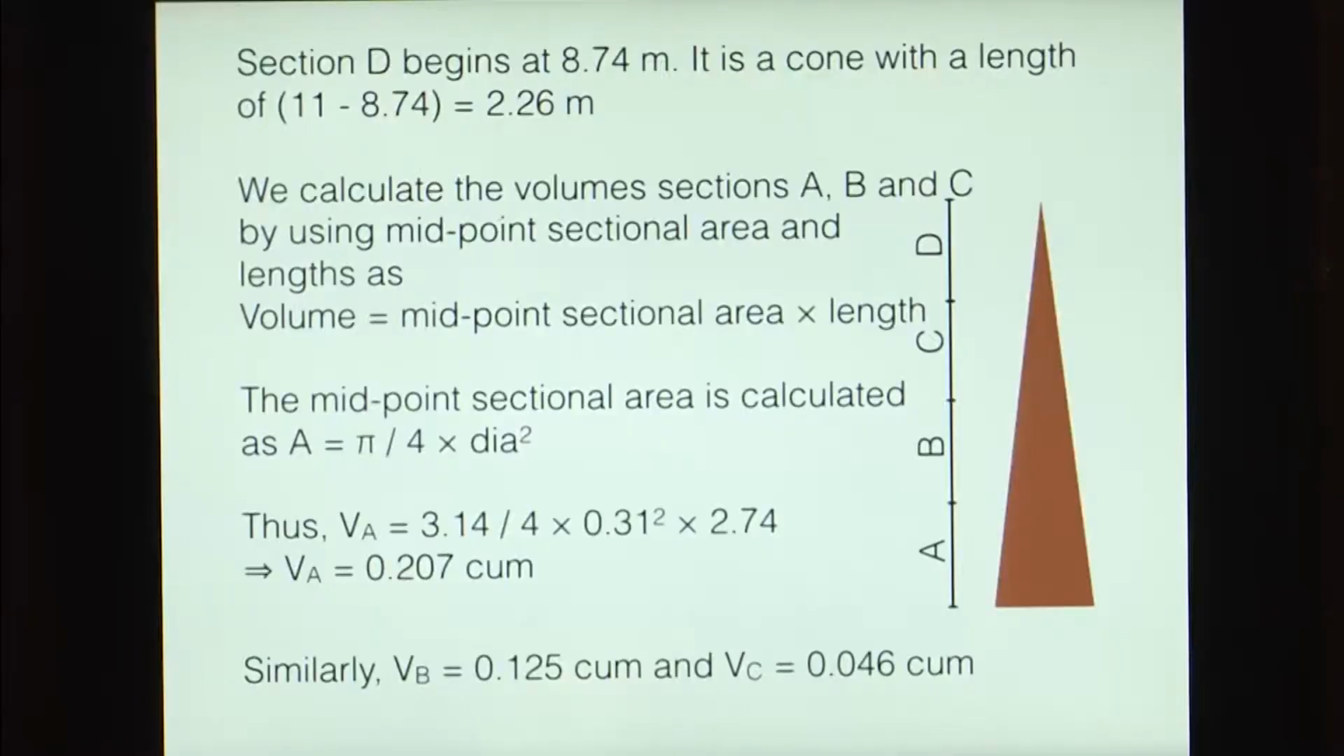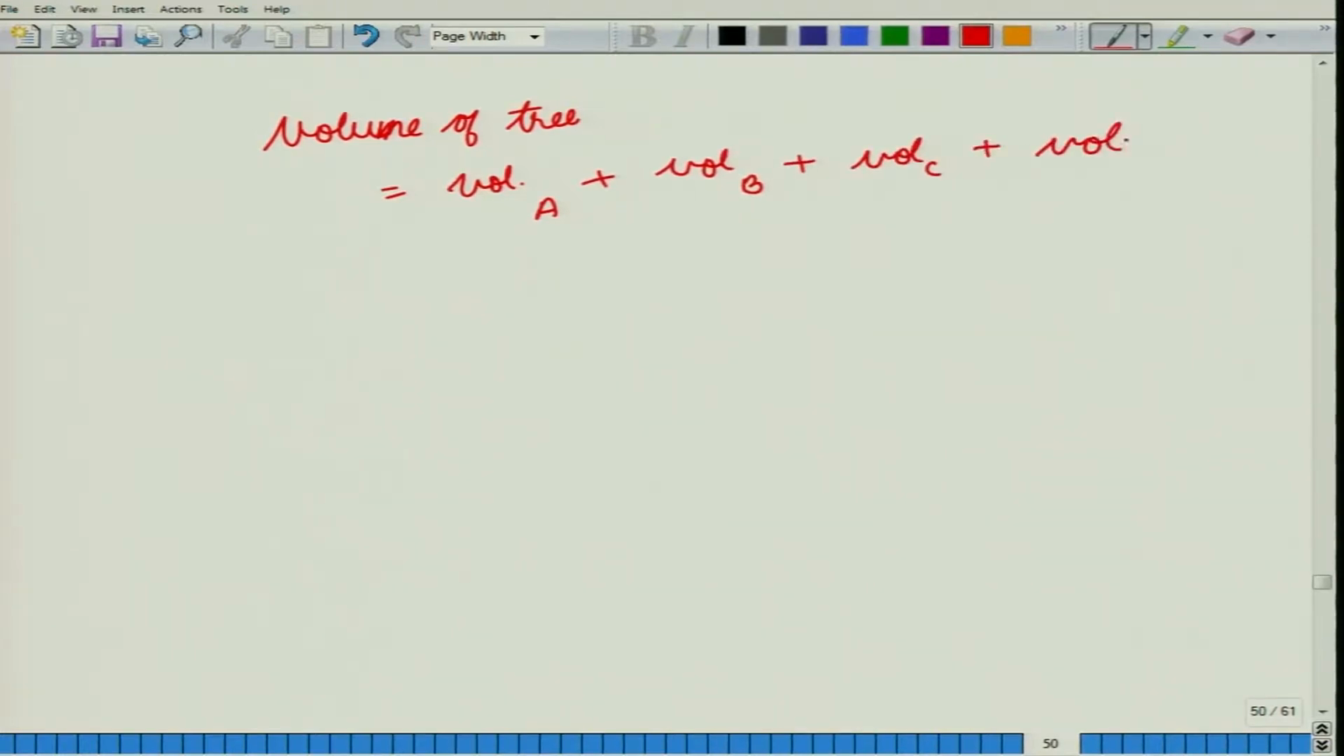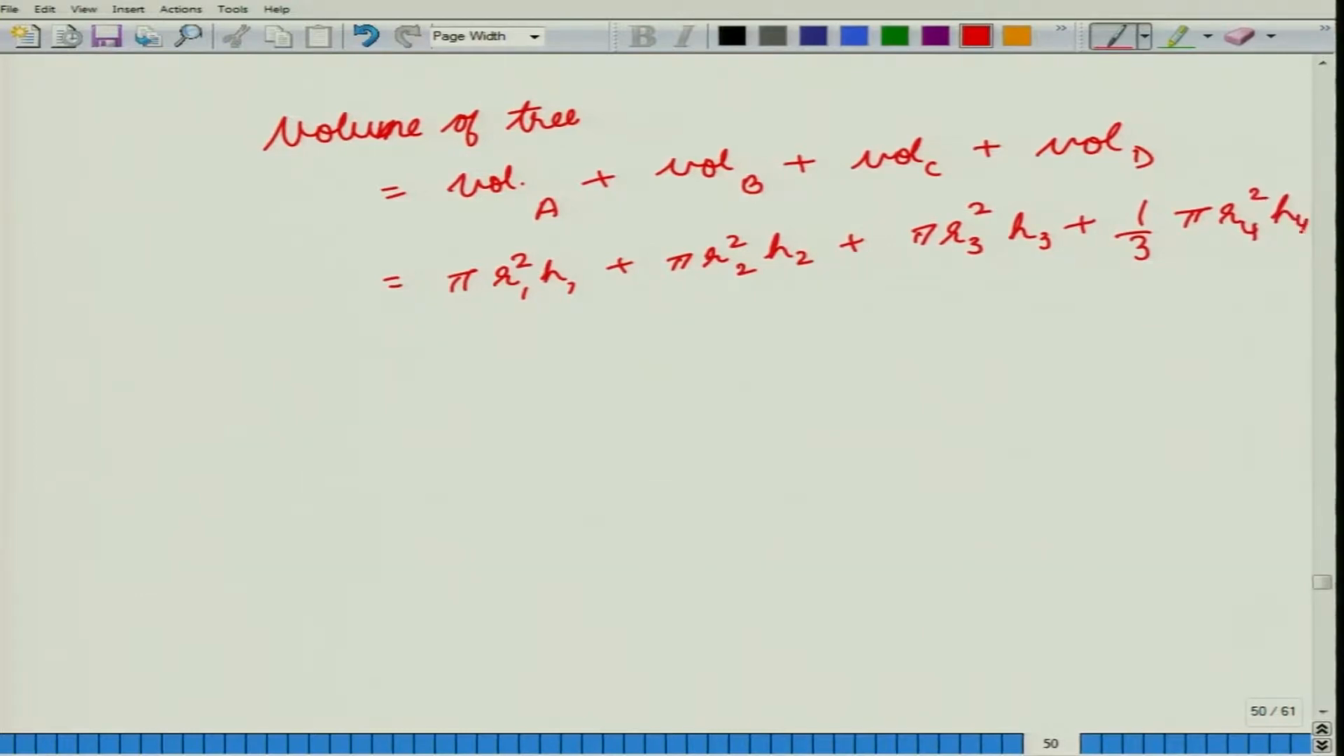So, if we did all the calculations, we would find that the volume of the tree is equal to the volume of section A plus the volume of section B plus the volume of section C plus the volume of section D. The first case is a cylinder, so you use pi r square h. So, pi r1 square h1 plus pi r2 square h2 plus pi r3 square h3 plus the fourth section is a cone, so it is one third pi r4 square h4.